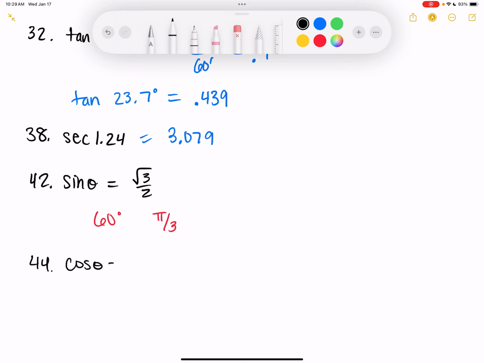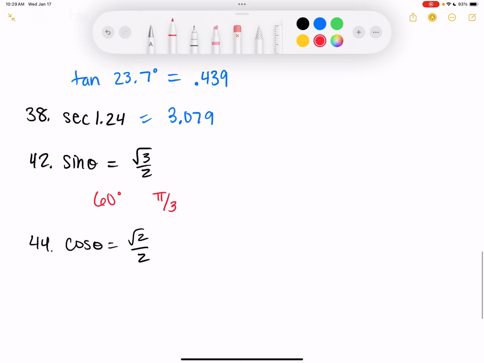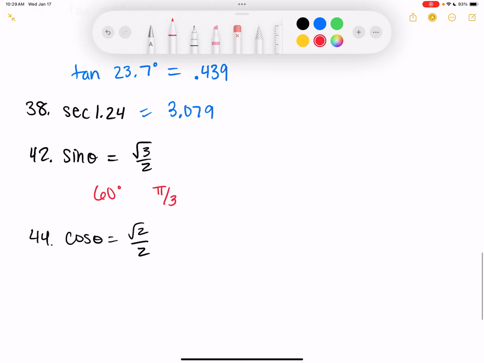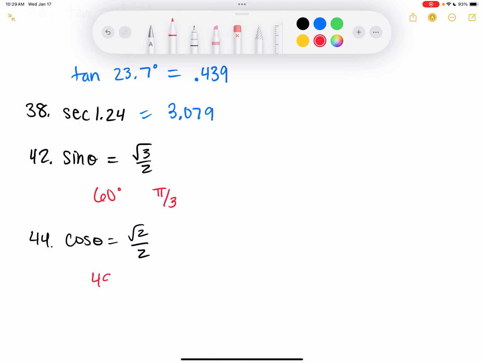I'm so proud. Cosine of theta is equal to root 2 over 2. 45 degrees, pi over 4.